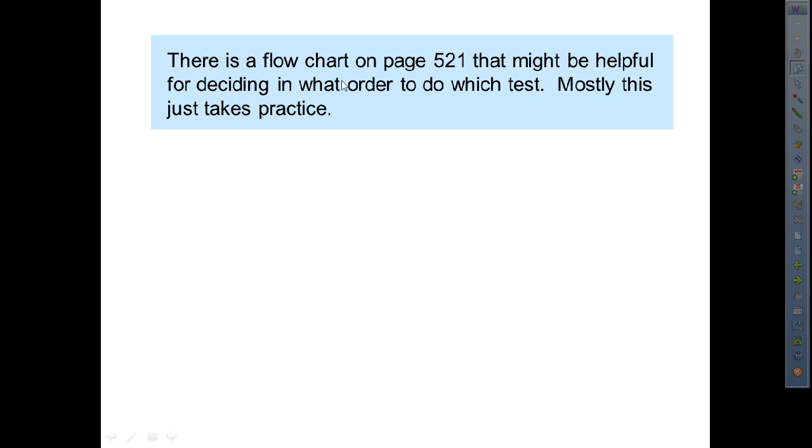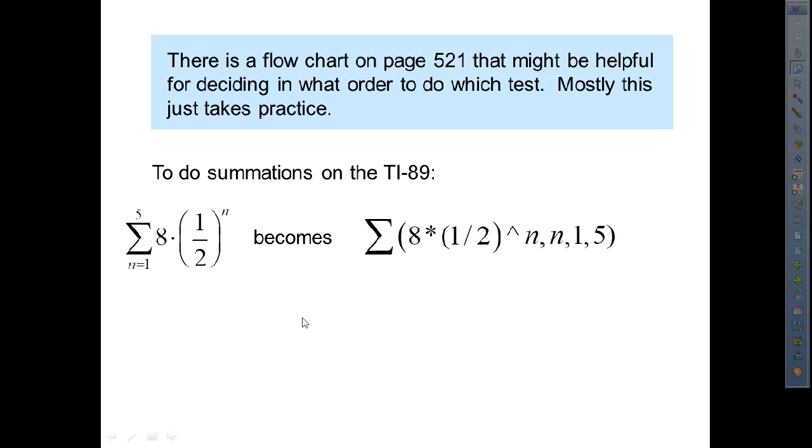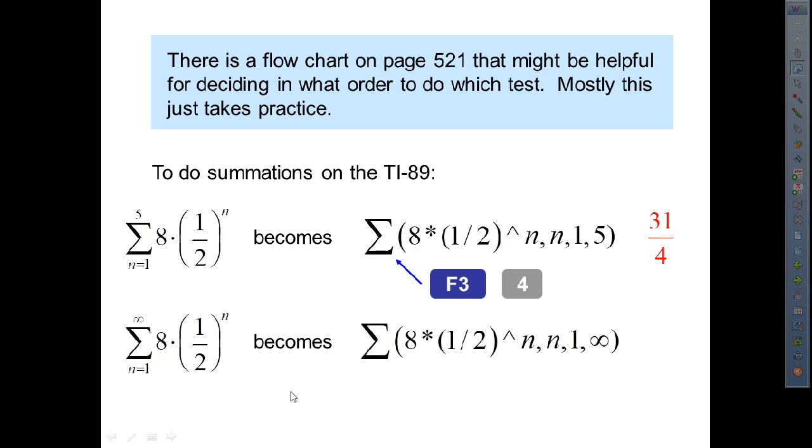All right, now there is a flow chart on page 521 that might be helpful for deciding in what order to do which test. Mostly, guys, there's no way to get around it. Just practice, practice, practice, and seeing what works, recognizing different types of tests that work for different types of series. It's just going to take practice to recognize what works. You can do summations on the TI-89 if you want to. I don't know that this works on the 84. You can check it out and see, but you're not going to have to do anything like this. Most of these are going to be no calculator, just to be honest.